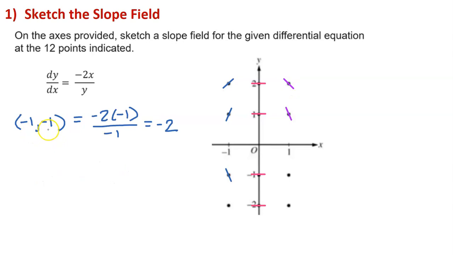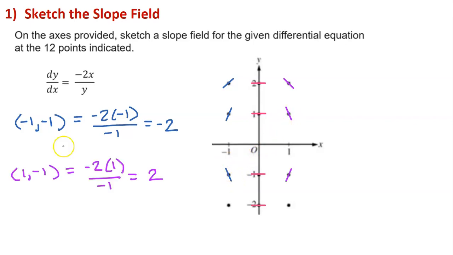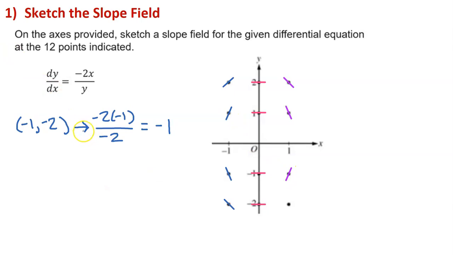At the point (-1, -1), the slope is negative 2. So we should see a slope that is decreasing and steeper than a 45-degree angle. These two should look the same. At the point (1, -1), the slope is positive 2. So we should see an increasing slope steeper than a 45-degree angle. These two should look the same. I think I accidentally put equal signs on the last couple of problems.